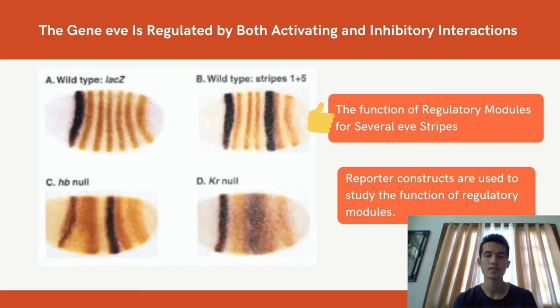This slide shows an example of an experiment where the Eve promoter for stripes 1, 5, or 1 plus 5 together is fused to the coding region for lacZ, where A is the reporter, B is the enhancer for stripes 1 and 5, C is when the reporter constructs for stripes 1 and 5 are in a null mutant of hunchback, and D is when the same construct is introduced into a proper stripe 5.